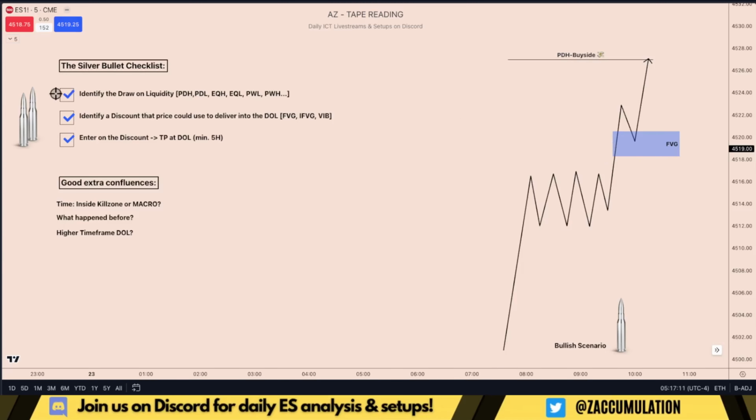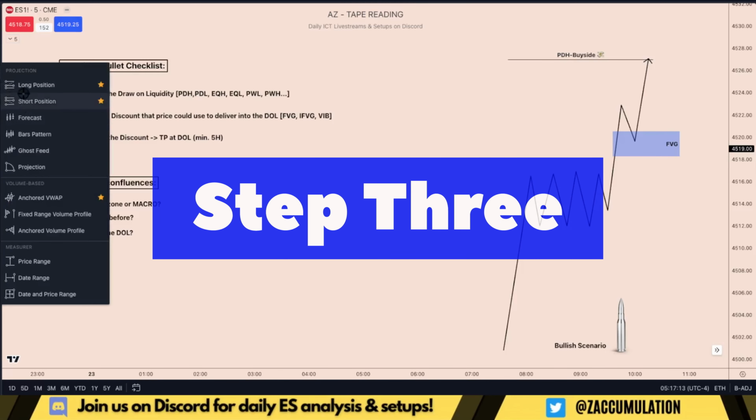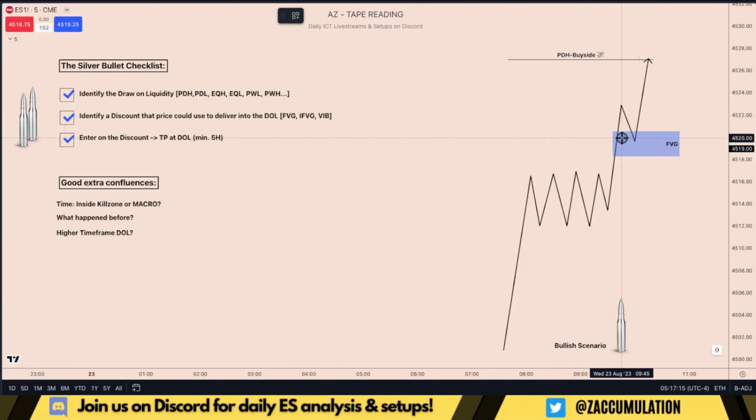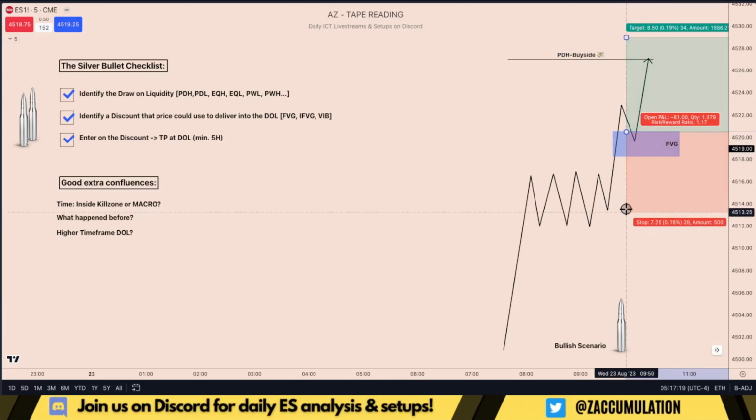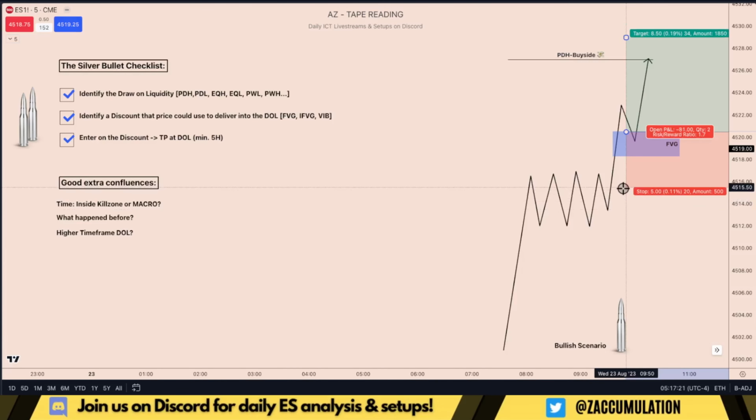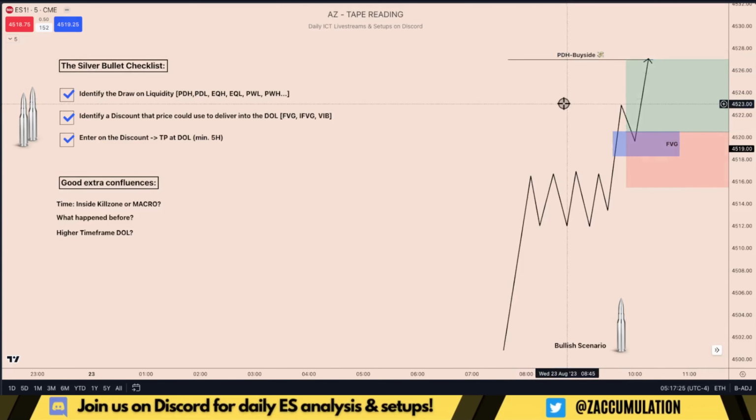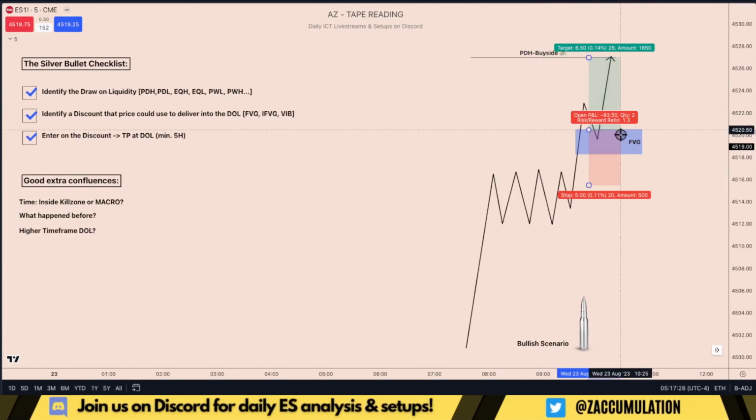And like right here, we leave behind a bullish fair value gap, we use a long position and we place our entry right inside of this bullish fair value gap. Right here we place our stop loss, let's say 5 handles, and all we're looking forward to target is a minimum of 5 handles into our previous day's high buy side.